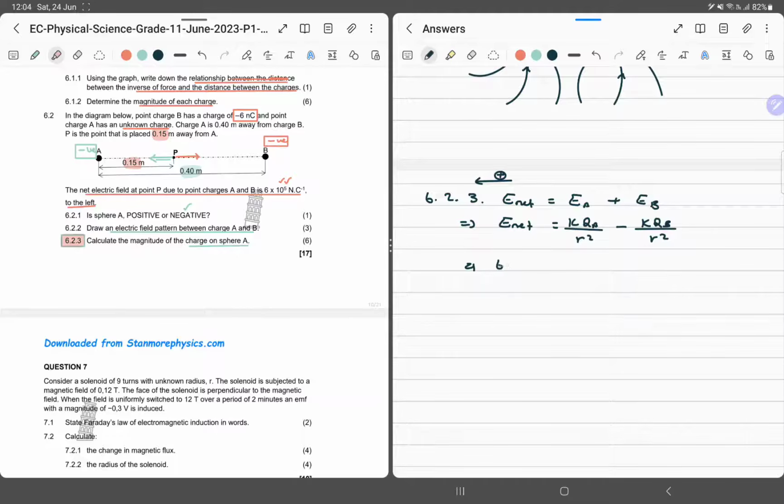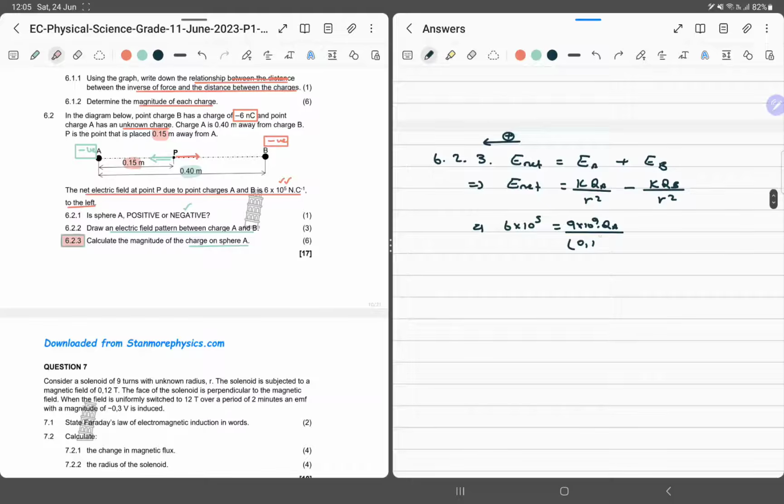This implies now we can substitute. We said to the left is positive, so this is 6 times 10 to the 5 equals 9 times 10 to the 9 QA, divided by the distance, which is 0.15 squared, minus 9 times 10 to the 9 into, we're just going to ignore the sign at this point, 6 times 10 to the minus 9, they said 9 nanocoulombs, all divided by 0.40 minus 0.15, and then we square that. Easy.